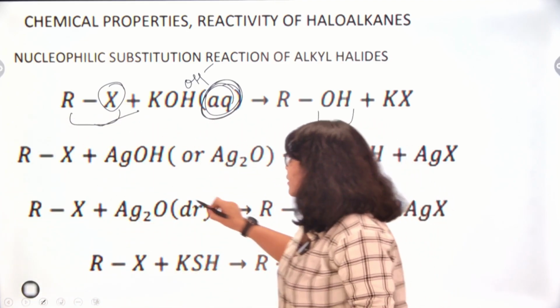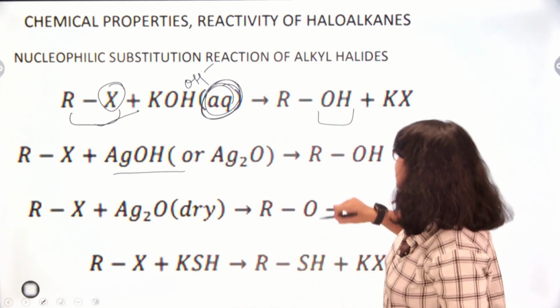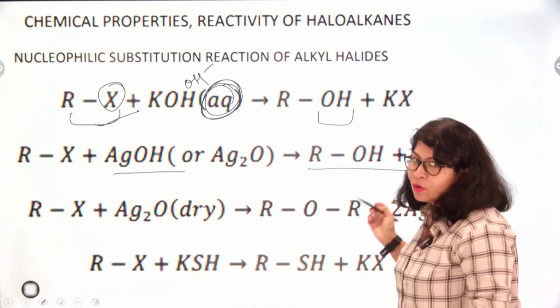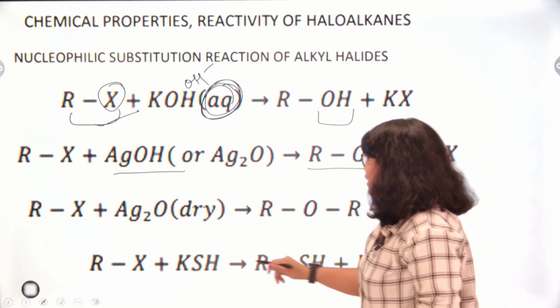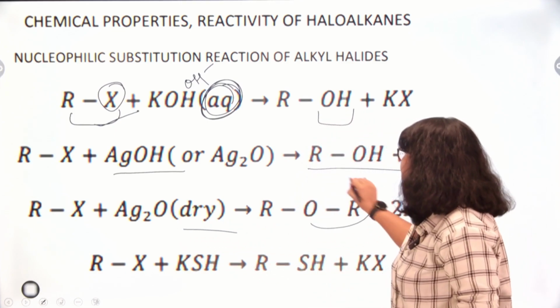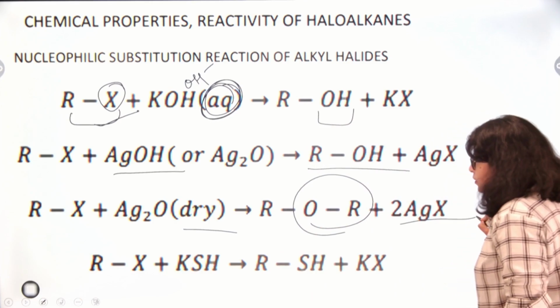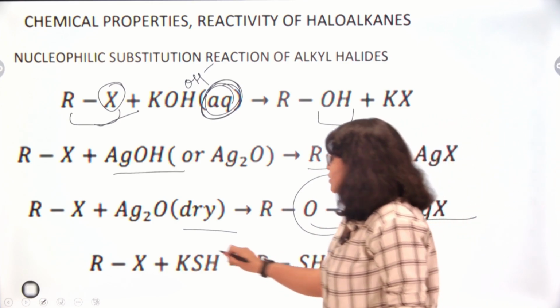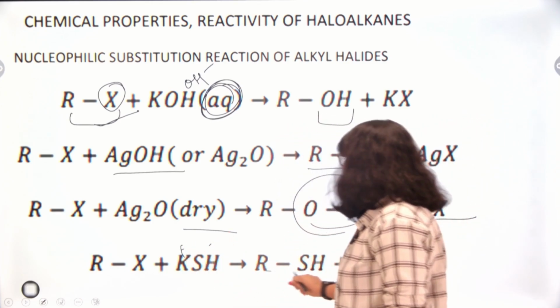Then when it is reacting with AgOH or moist Ag2O, it is getting substituted with ROH. When it is reacting with dry Ag2O, ether is being formed, ROR plus 2AgX. In case of KSH, it is K plus and SH minus, so simply RSH.